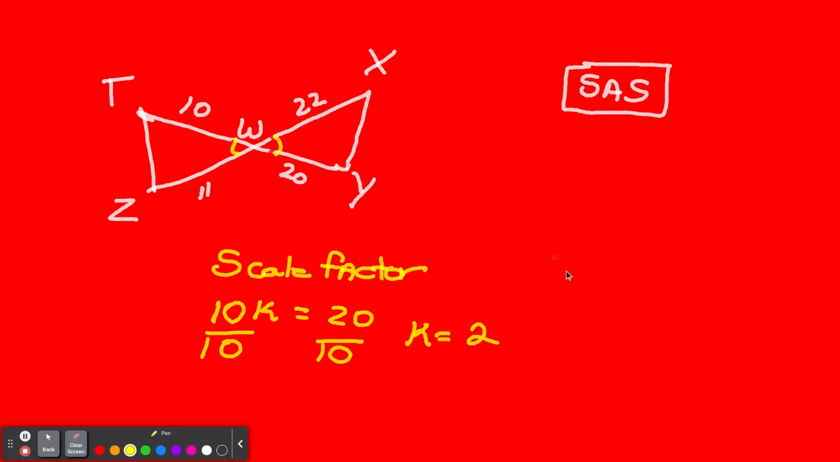Let's see if we get a scale factor of 2 for the other one. That'll be 11K. It doesn't really matter what letter you're using, but by convention, they do use K for the scale factor. And we want it to equal 22, and you can see the scale factor is the same. So they are similar by side angle side. Let's get another hard one.